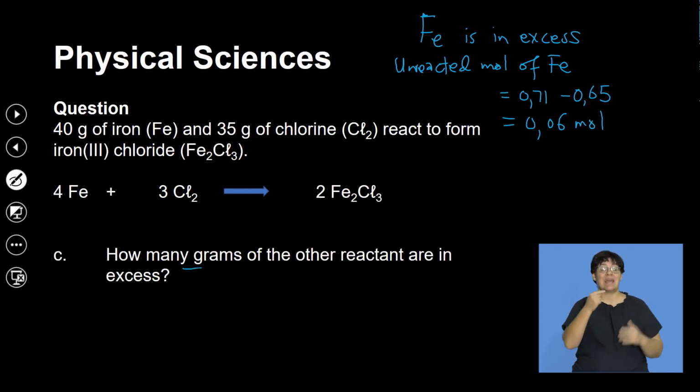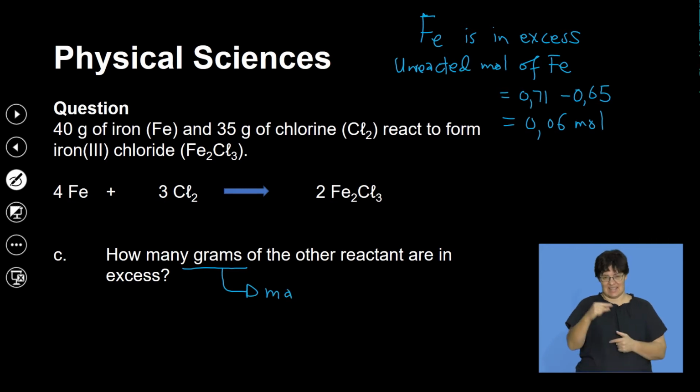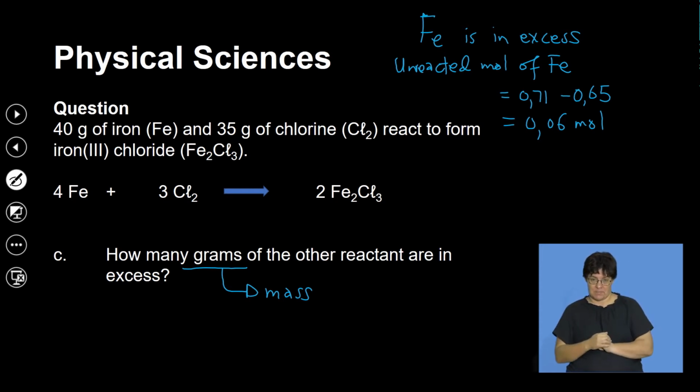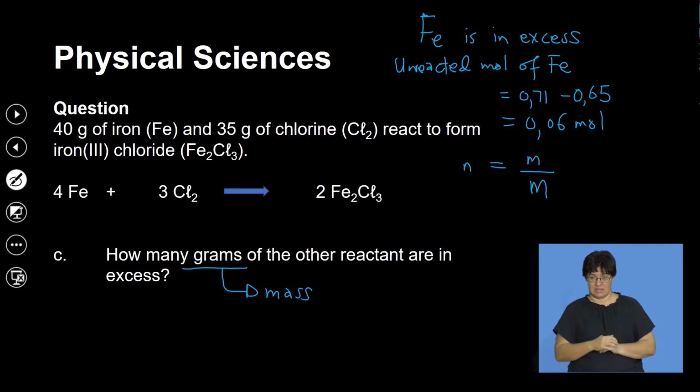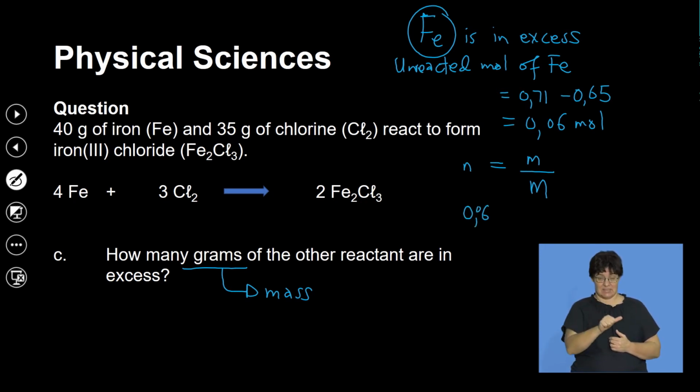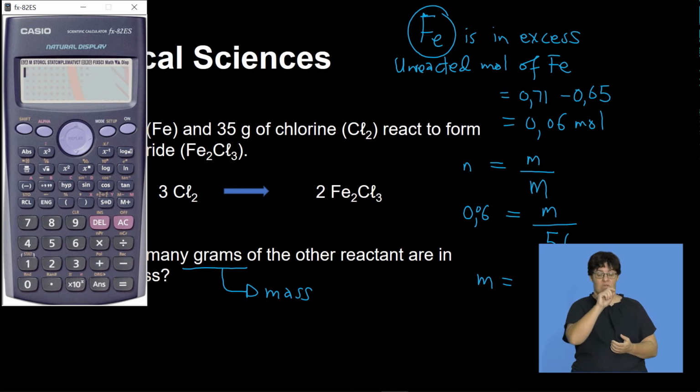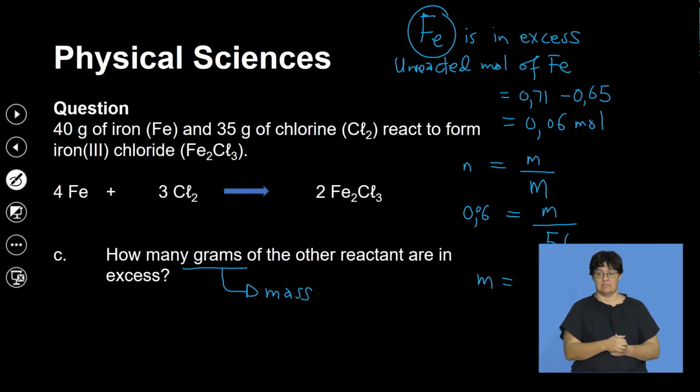But the question says, how many grams? The moment it says grams, we are interested in the mass unreacted, so we change these moles back to mass. We know that moles of a substance is mass over molar mass. Here we are talking about iron because it is in excess. The moles unreacted, 0.06, is equal to whatever mass we're looking for over 56. So the unreacted mass is 0.06 multiplied by the molar mass of iron, which is 56. This gives us, as a decimal fraction, 3.36 grams, right? So 3.36 grams of iron is unreacted.